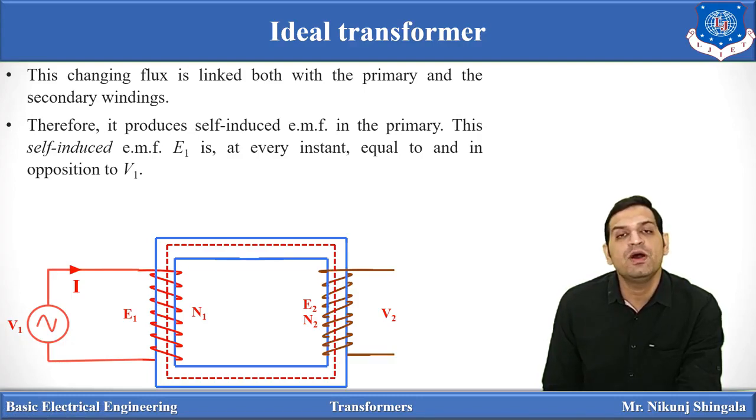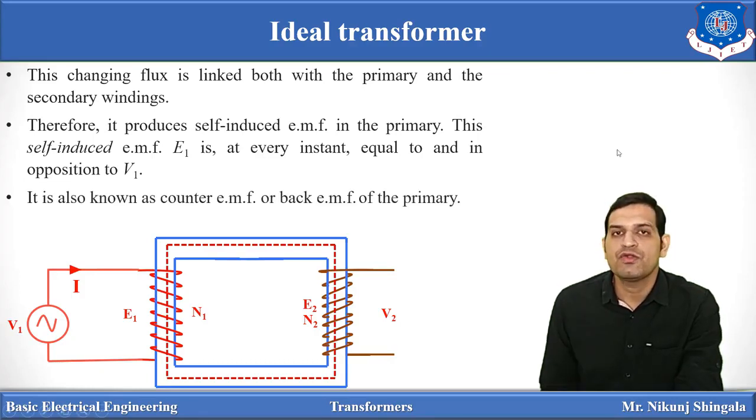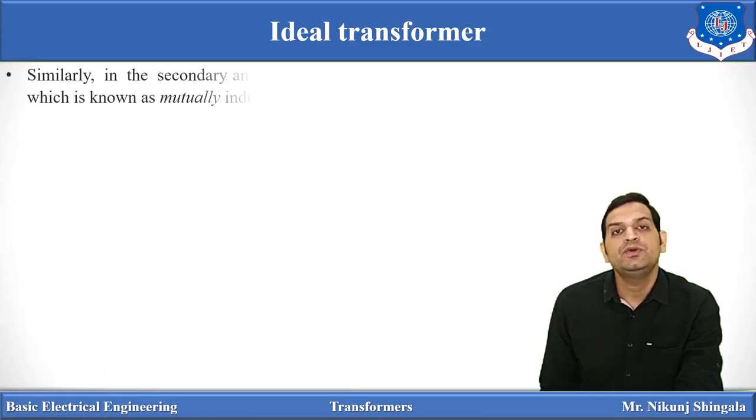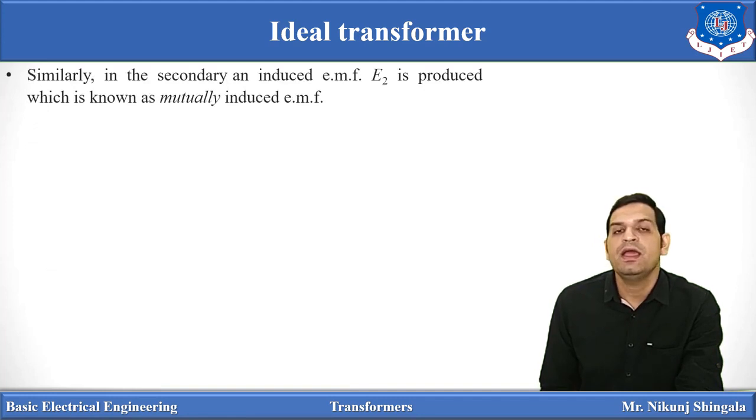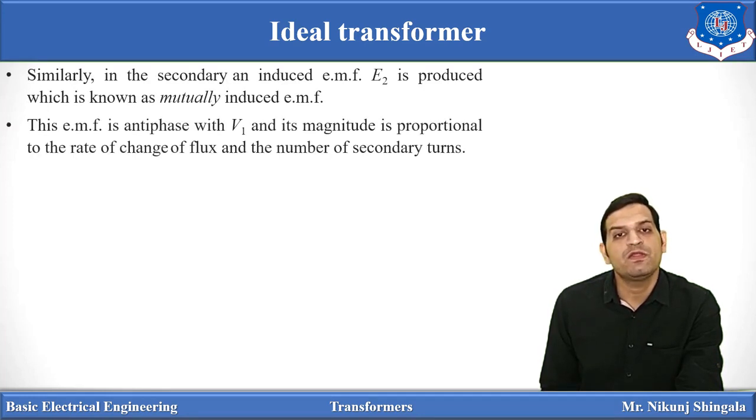The cause of production of E1 is I mu, and the cause of production of I mu is nothing but V1. So ultimately E1 is produced because of V1. E1 is also known as the back EMF of the primary winding because it opposes the cause of production, that is V1. E2 is a mutually induced EMF, and E2 will be in antiphase with V1 because the cause of production of E2 is V1. It depends on the rate of change of flux and the number of secondary turns.